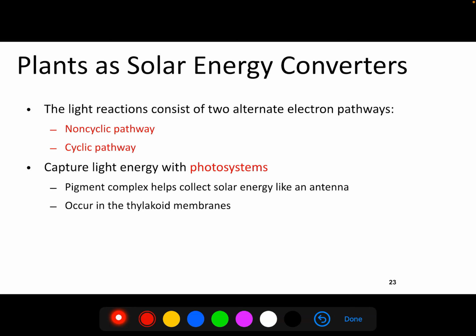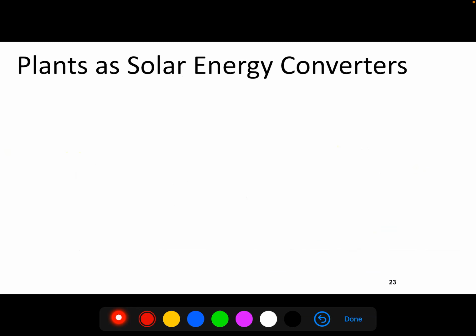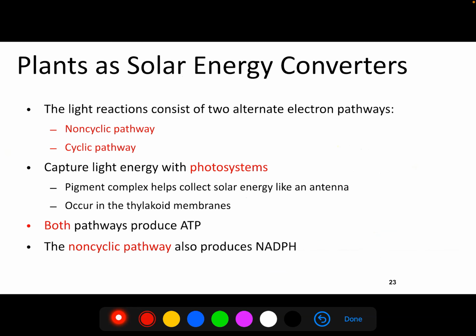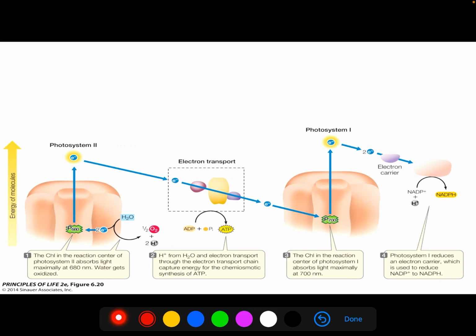And so the light reactions consist of two alternate electron pathways. The non-cyclic pathway and the cyclic pathway. They both capture light energy with photosystems, okay? And so we're absorbing solar energy. Where is it happening? Thylakoid membranes. Both pathways produce a little ATP, and the non-cyclic pathway also produces NADPH. Okay? And so here's a picture here.